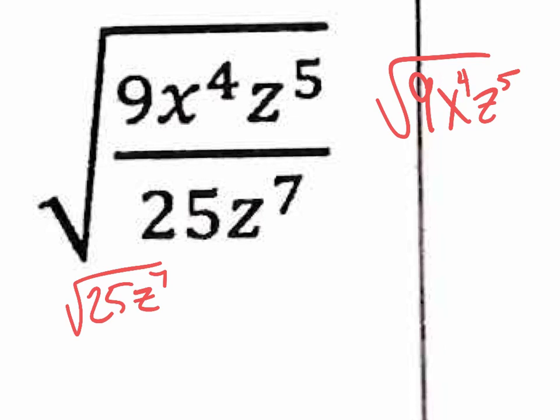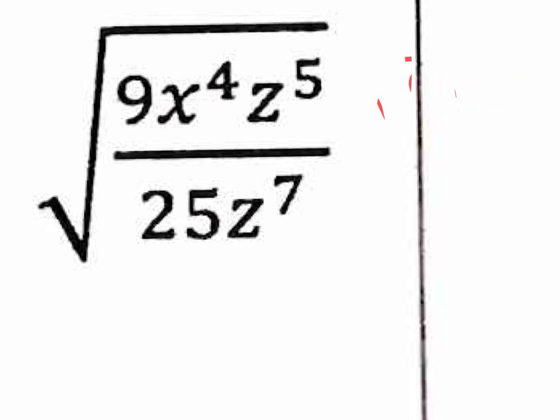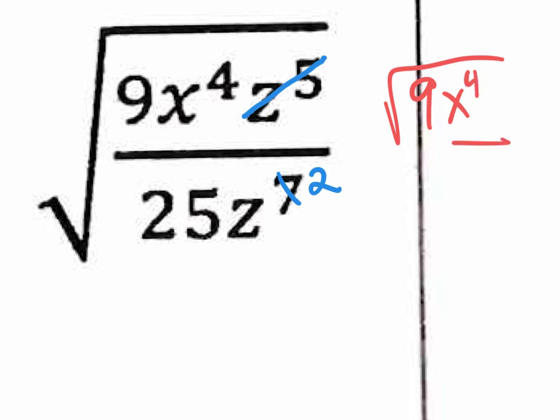Before separating the root, you're supposed to look at the inside and see if you could do anything. I have a fraction. Could I reduce anything on that fraction? Could I cancel anything on that fraction? Yeah, what could I cancel? The z's. So let's go back and let's cancel those z's. It'll make it way easier. Z to the 5th, all 5 z's completely cancel with 5 of these 7, and I'll have 2 z's left over on the bottom. Way easier. So when I split it, I'll have 9x to the 4th over the square root of 25 z to the 2nd.